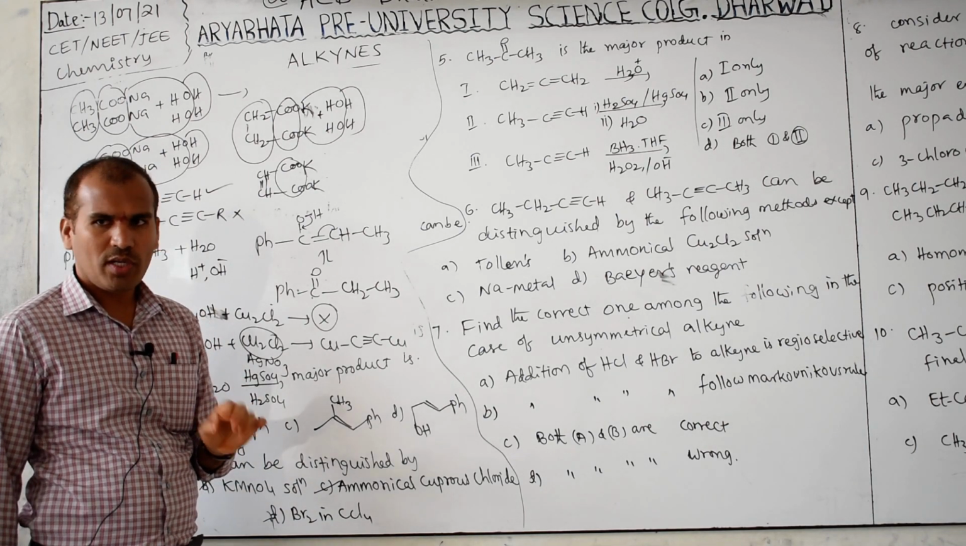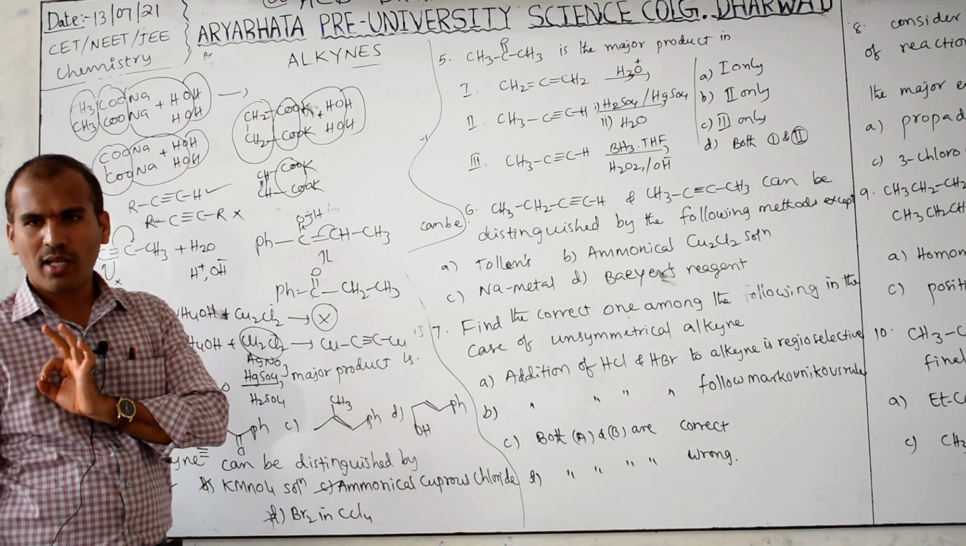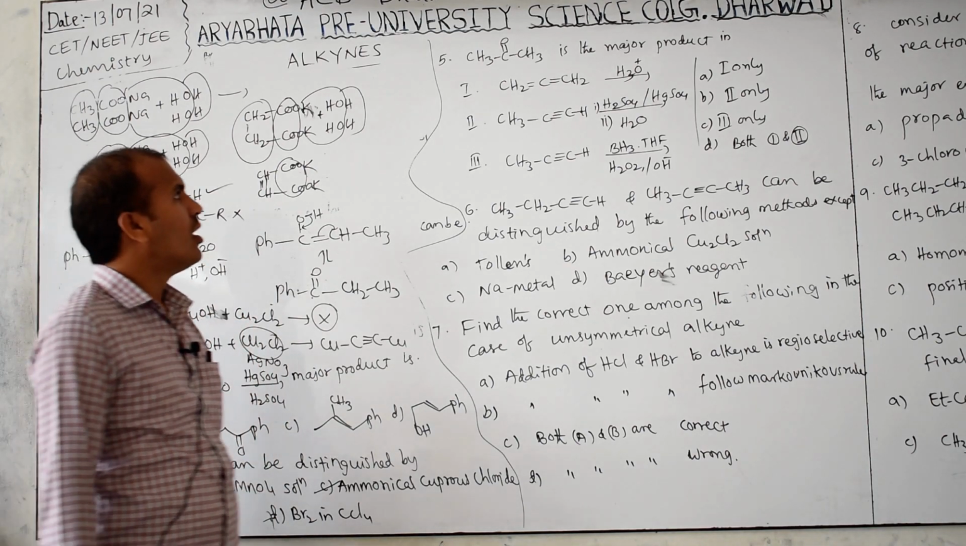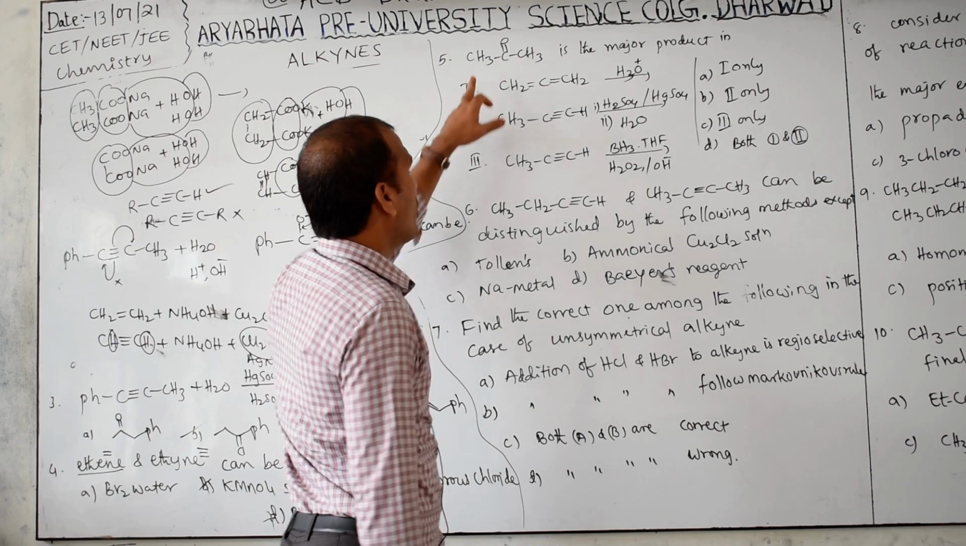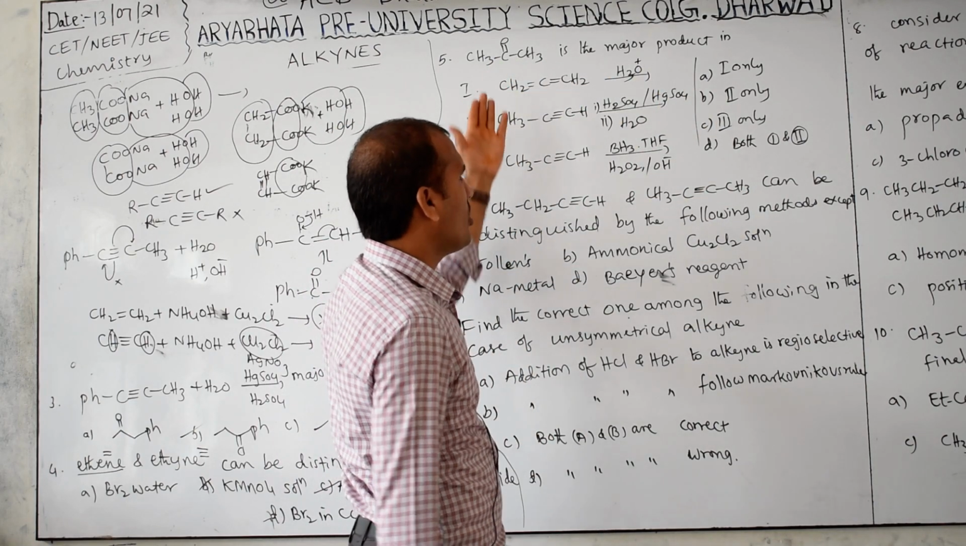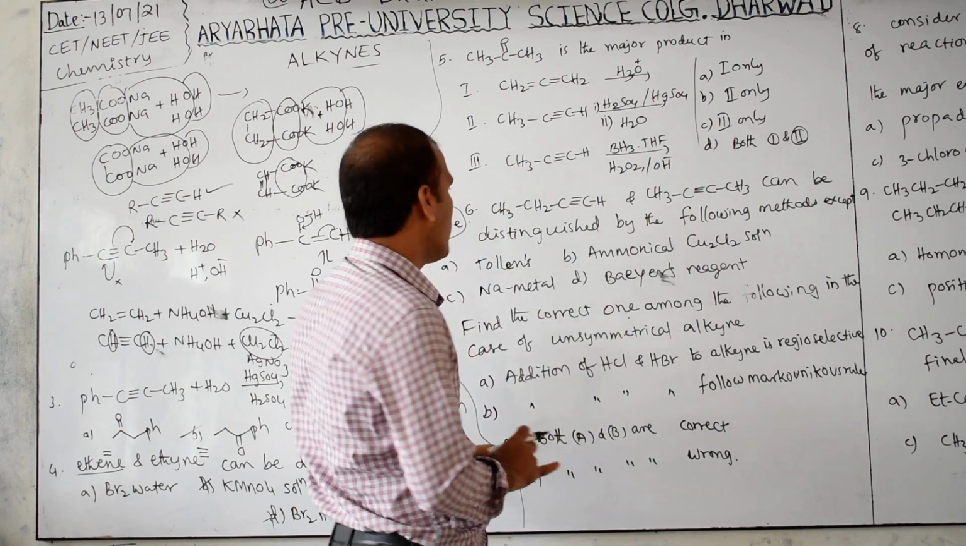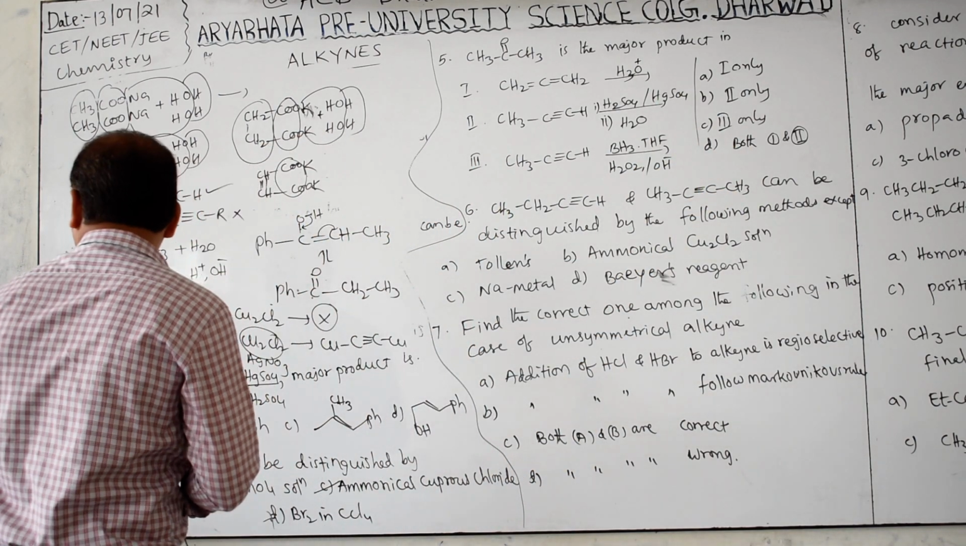Terminal alkyne only gives the Tollens and ammoniacal cuprous chloride tests. Internal alkyne does not give them. Now this is the test. What is the name? Acetone is a major product in 1, 2, 3 given. In the options, 1 only, 2 only, 3 only, like this, are given. Then we will check which is the correct answer.